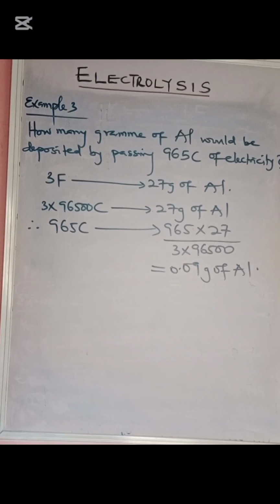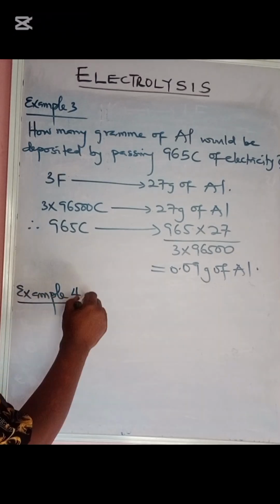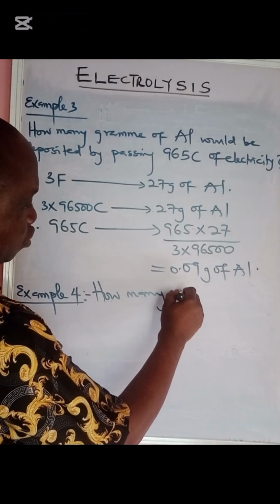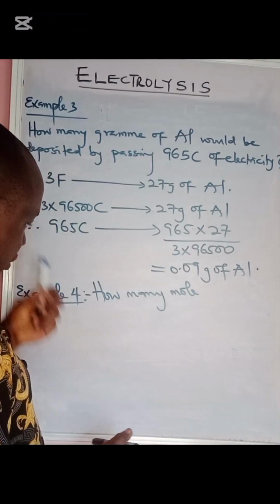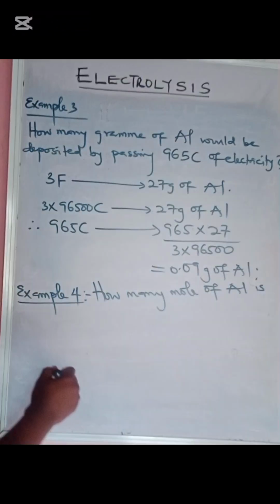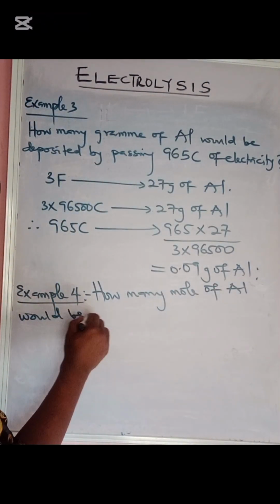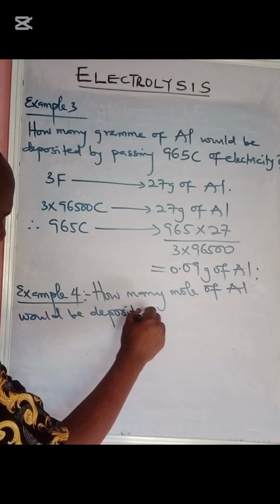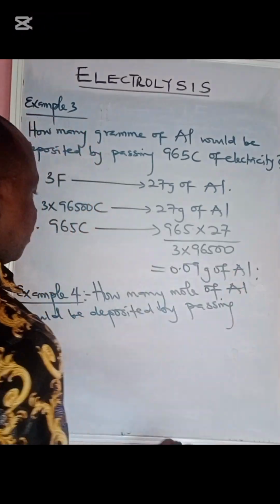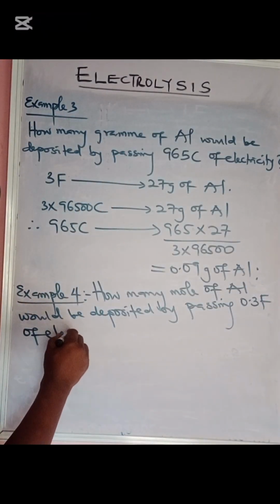Let's see example 4. How many mole of aluminium would be deposited by passing 0.3 Faraday of electricity?